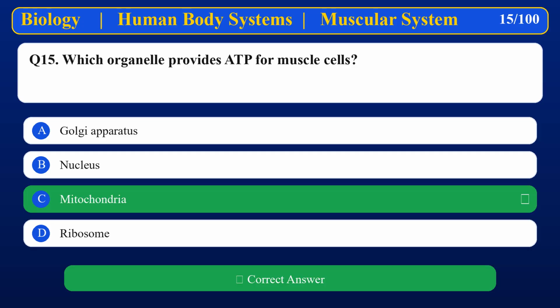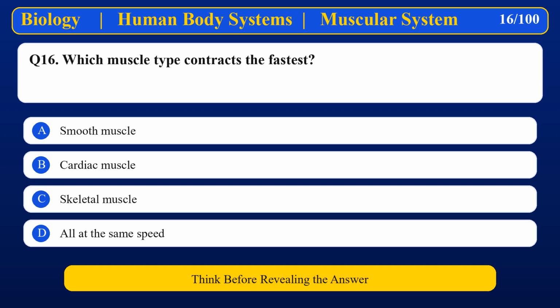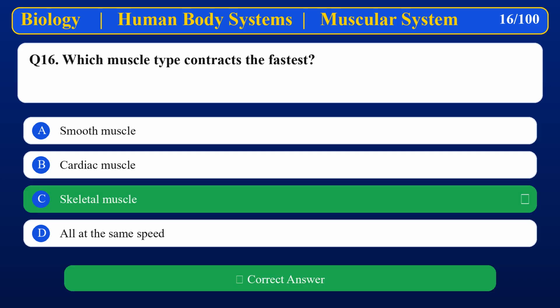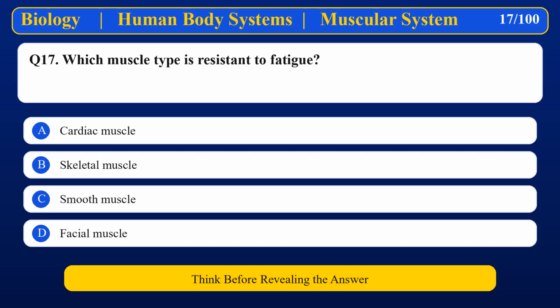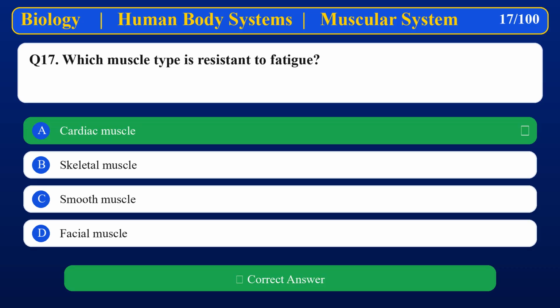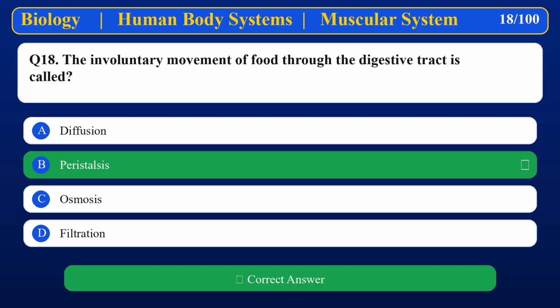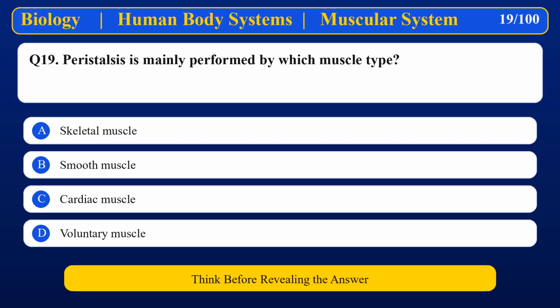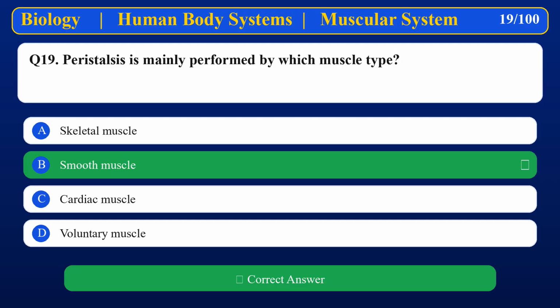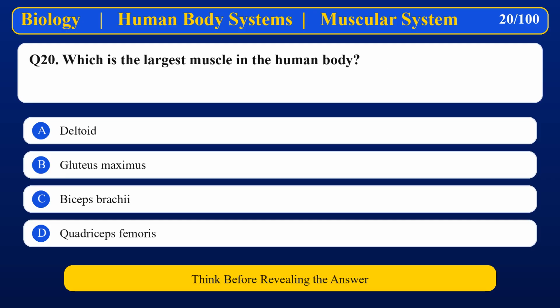Mitochondria. Which muscle type contracts the fastest? Skeletal muscle. Which muscle type is resistant to fatigue? Cardiac muscle. The involuntary movement of food through the digestive tract is called? Peristalsis. Peristalsis is mainly performed by which muscle type? Smooth muscle. Which is the largest muscle in the human body?